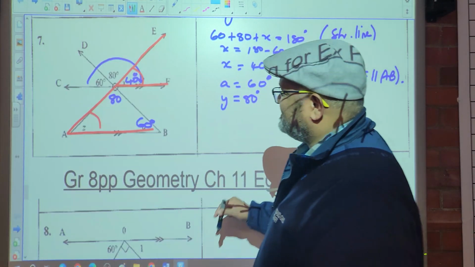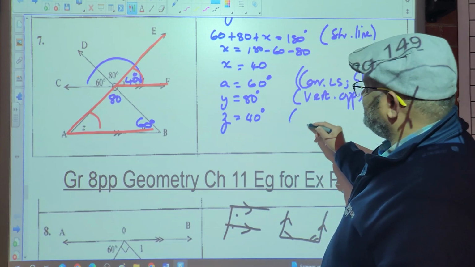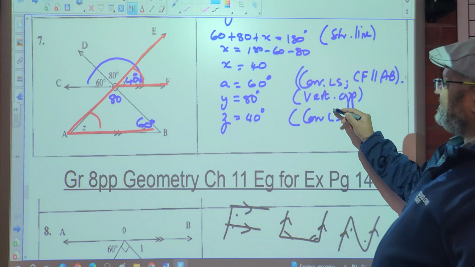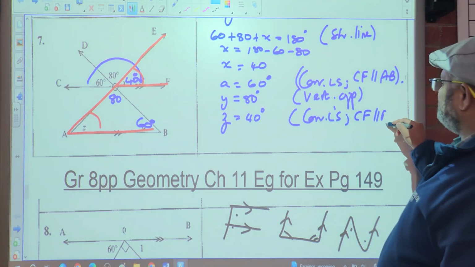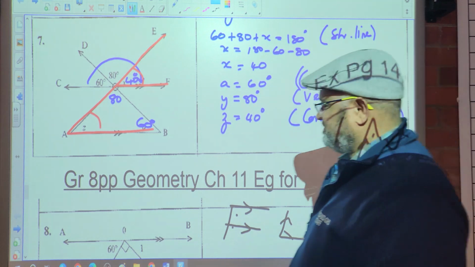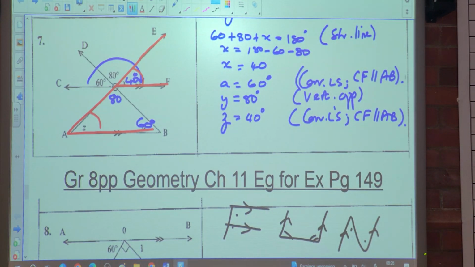Right. So Z is 40 degrees. Why? It is corresponding angles with CF being parallel to AB. Yes, Aya? Would we have to use the corresponding angles, or could we just make it 180 minus 60 minus 80? You can use that as well.